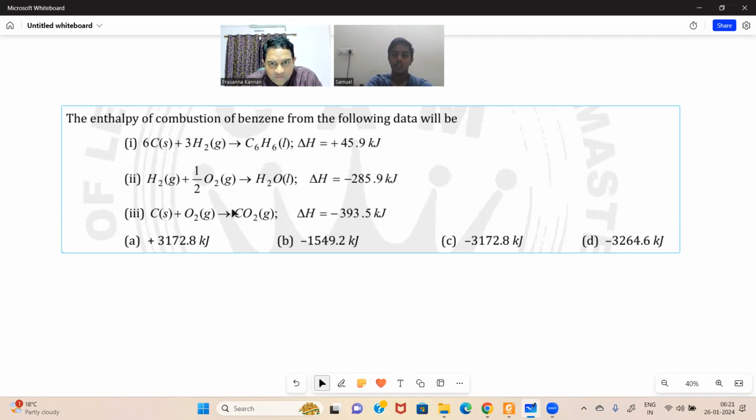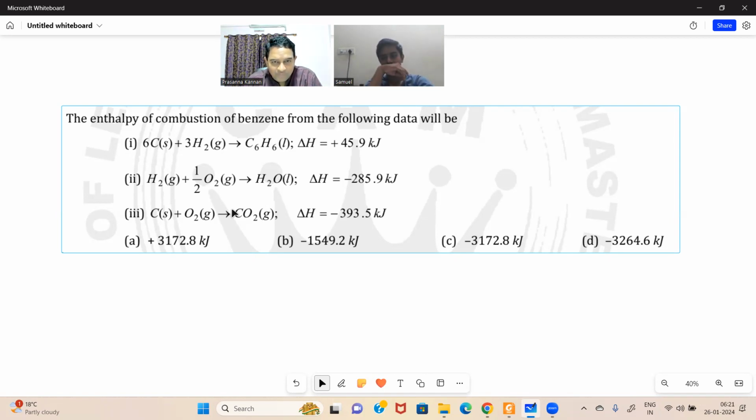Are you getting the point? Can you tell the second definition correctly? The heat change involved in combustion of 1 mole of carbon. From what? Not constituent elements. From the substance. What is the general definition? Here only stick to that.